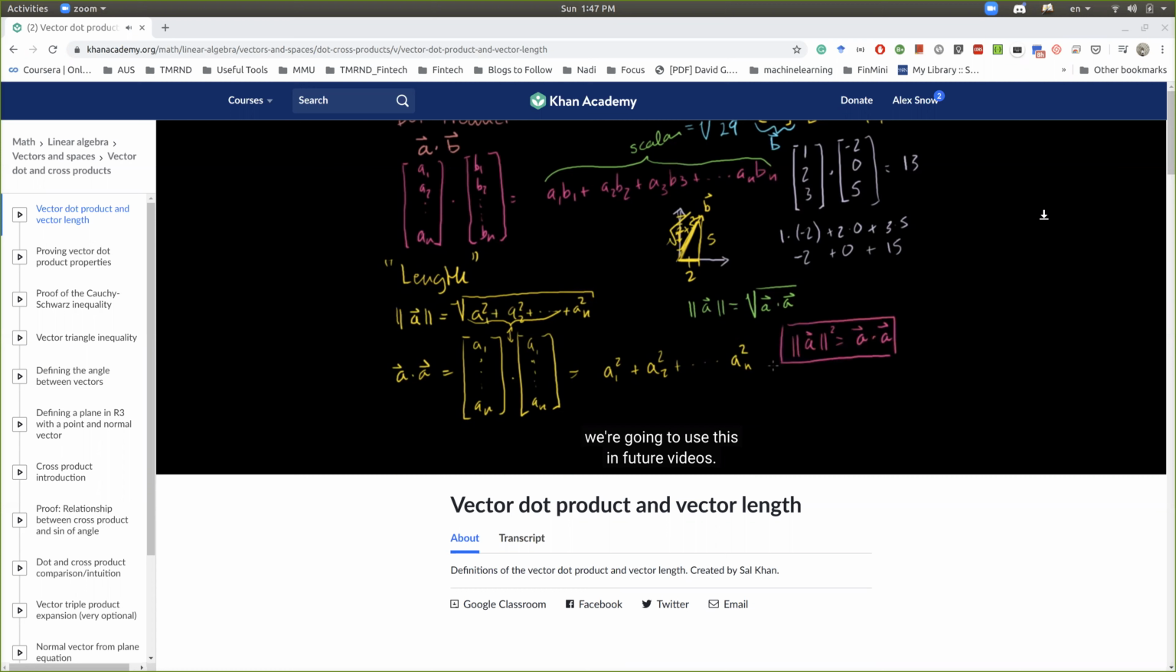So this is an introduction to what the dot product is, what length is. In the next video, I'm going to show a bunch of properties of it. It'll almost be mundane, but I want to get all those properties out of the way so we can use them in future proofs.